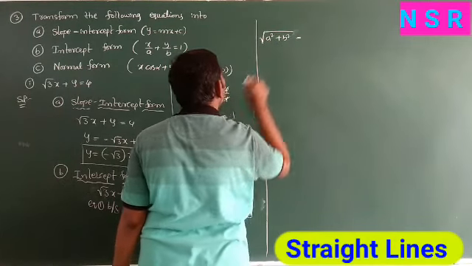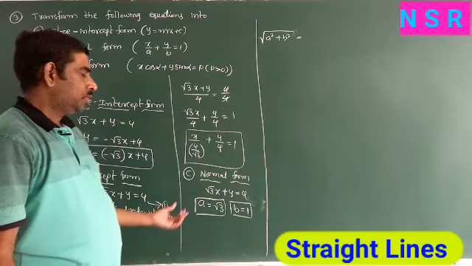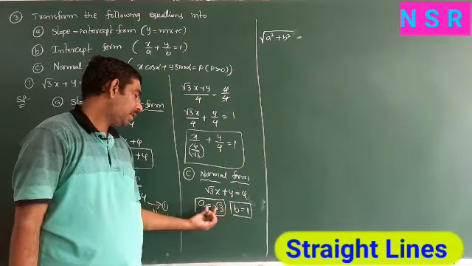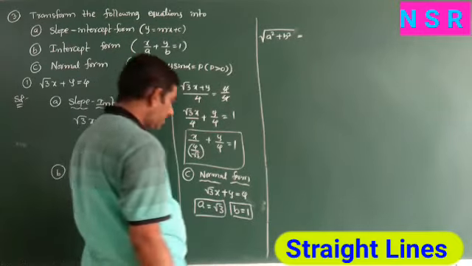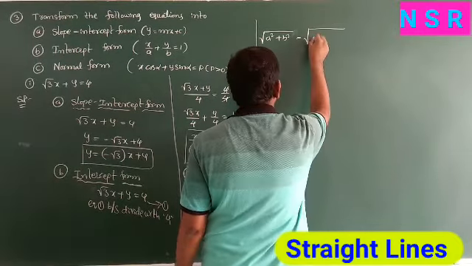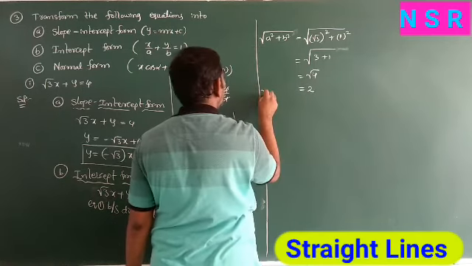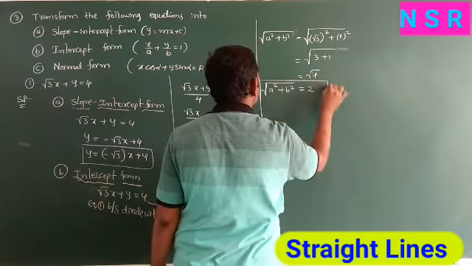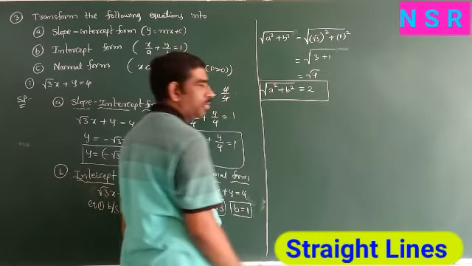So this is the procedure of normal form. How to change a straight line into normal form? First find a and b: compare the given straight line with ax plus by plus c, and we get the a and b values. After getting a and b, find the square root of a square plus b square. Here the a value is root 3. Now root 3 square plus 1 square: root 3 square is 3, 1 square is 1, 3 plus 1 is 4. Root 4 value is 2. So root a square plus b square is equal to 2.